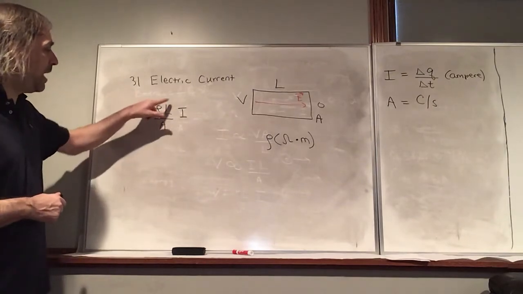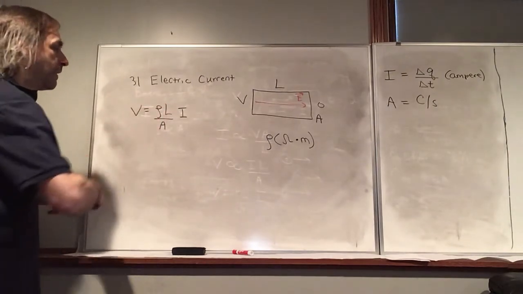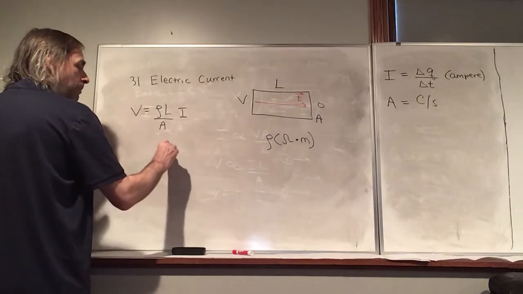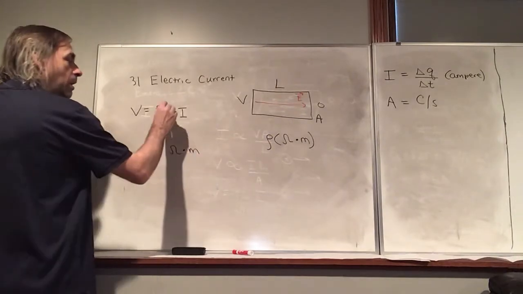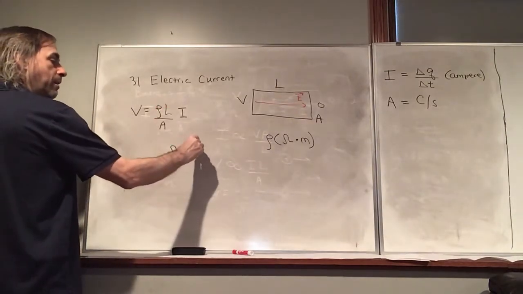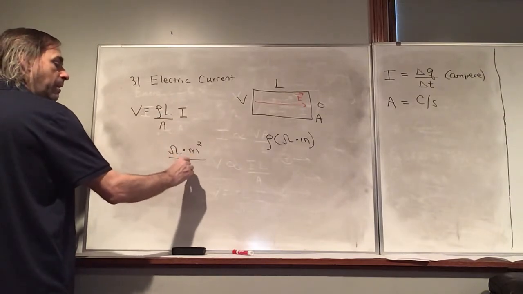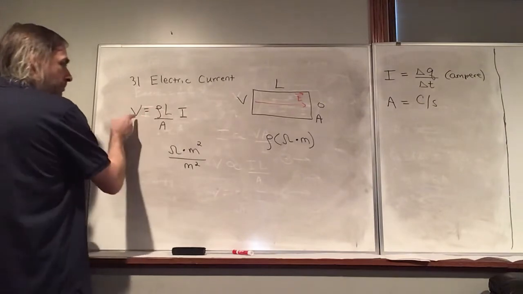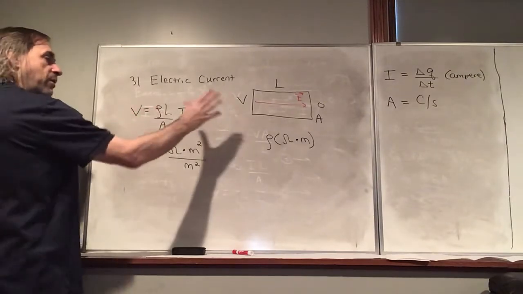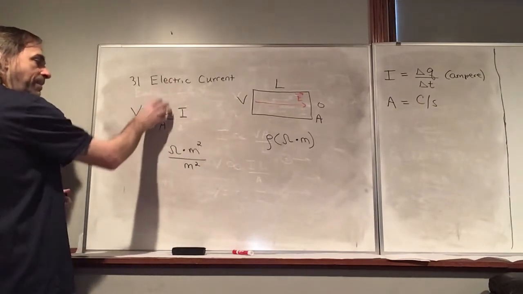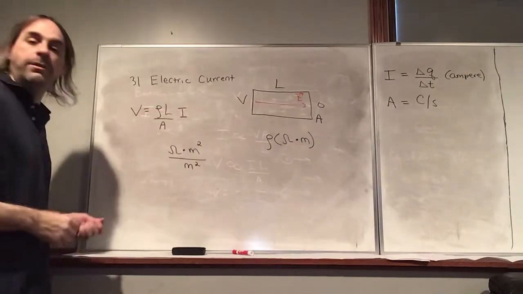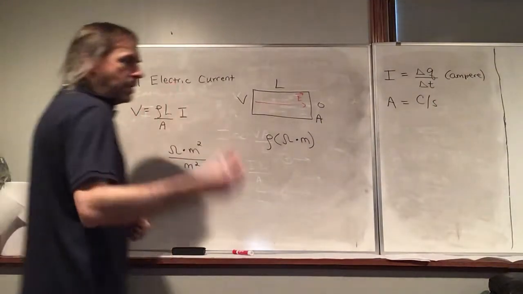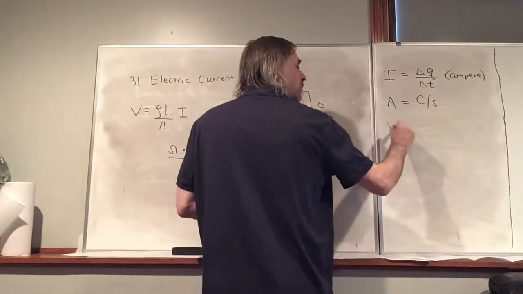So this rho L over A, let's look at that for a moment. We'd have ohms times meters. The length would be in meters, and the cross-section area would be in meters squared. And so we get the voltage, the potential difference between the ends, is something measured in ohms times the current. And that is called Ohm's law.